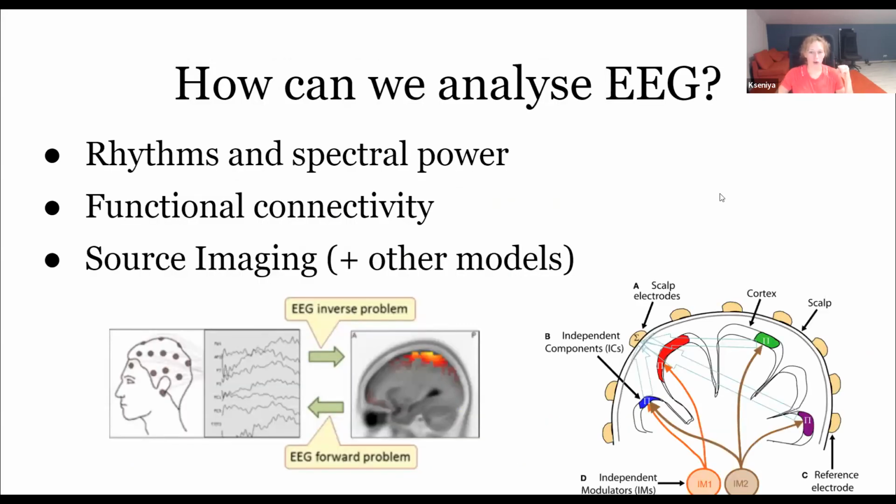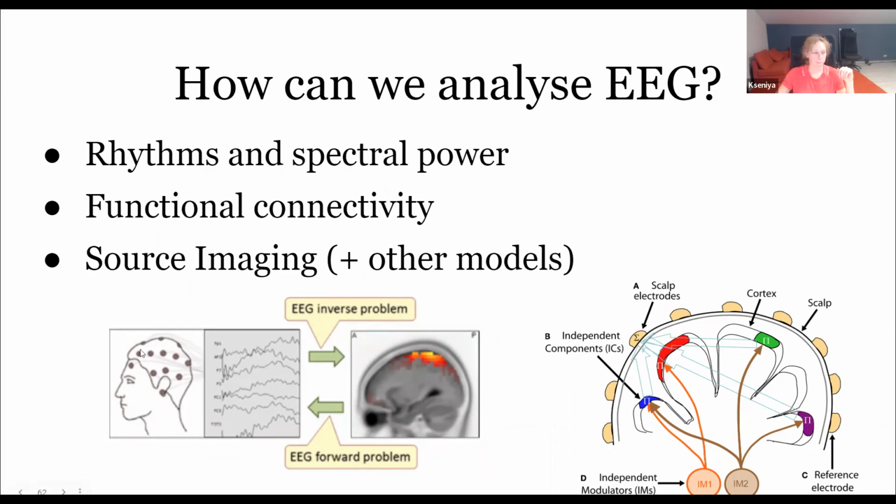Another method of analysis is the search of sources. In fact, this is the solution of the inverse problem, when we are trying to draw a picture similar to fMRI with the help of EEG data. What is the forward and inverse problem again? Sorry, what are the inverse problem and the forward one?